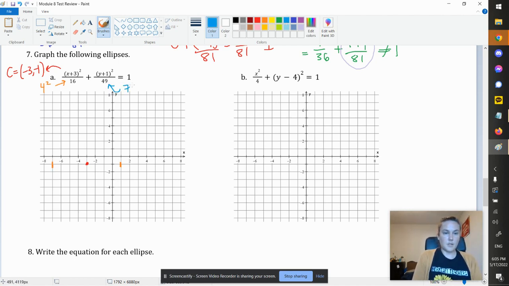49 is 7 squared. That's not a squared. 49 is 7 squared. And this is how far up and down our ellipse goes, because again, this is under the y. So we go 7 up, 7 down, do a little marking. And now, very artistically, we will connect these reference points into an ellipse.